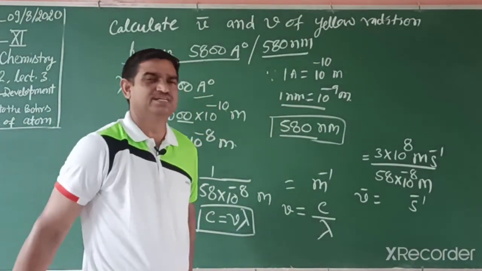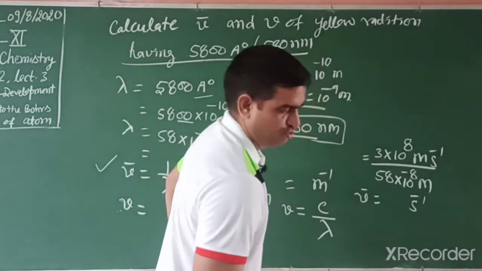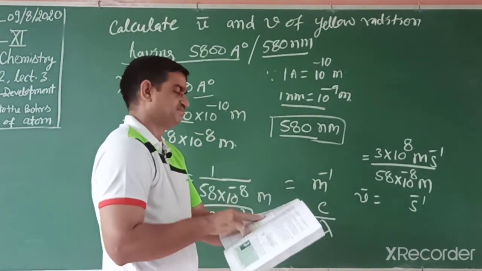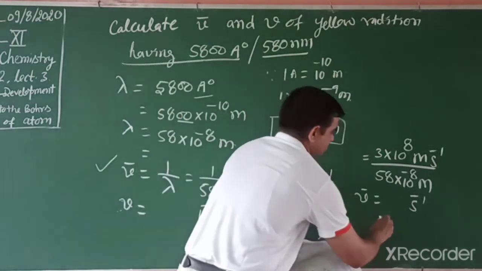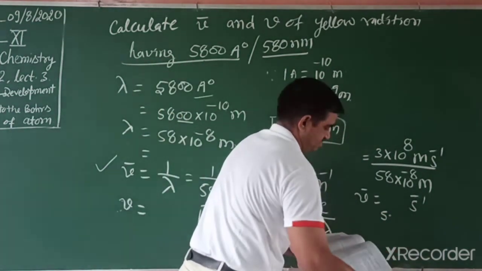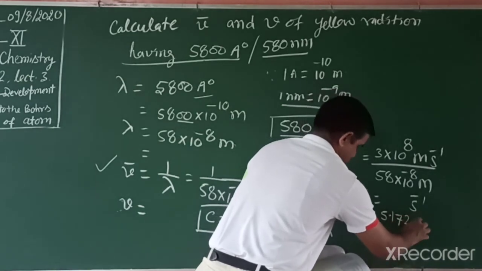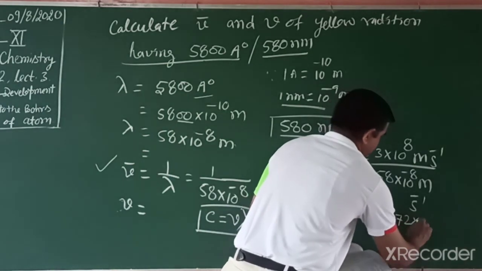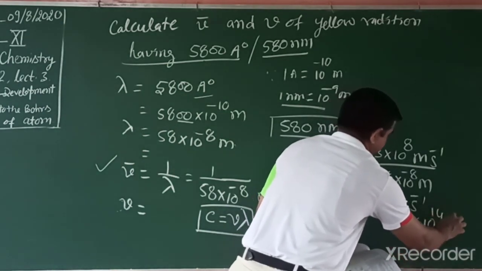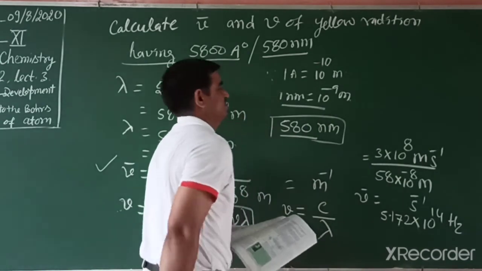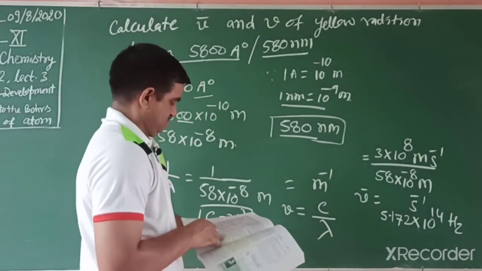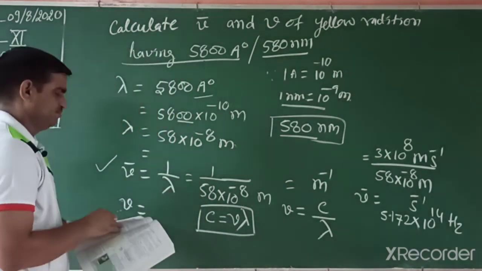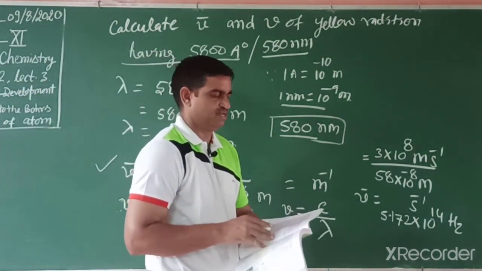This is the solved numerical given in your NCERT book. So the answer is 5.172 into 10 to the power 14 hertz or second inverse. And the wave number you also get is 1.724 into 10 to the power minus 6.